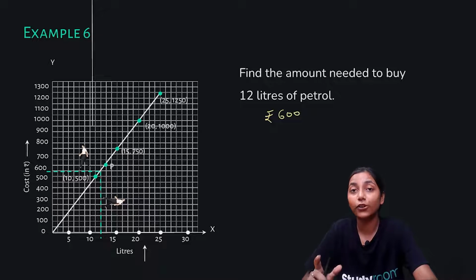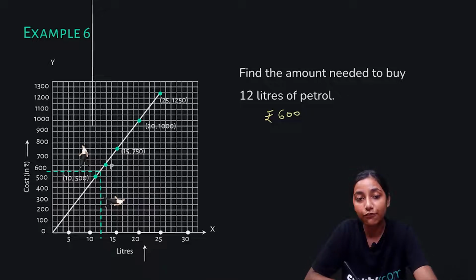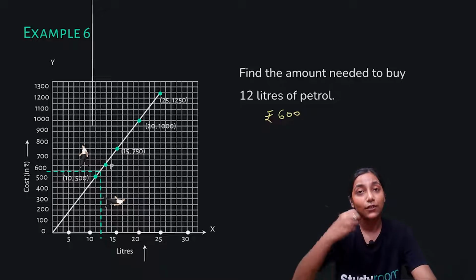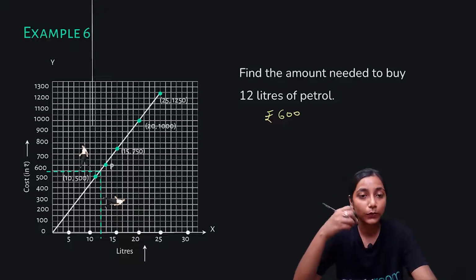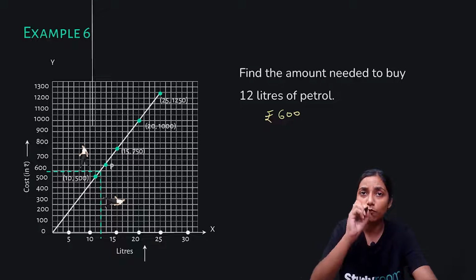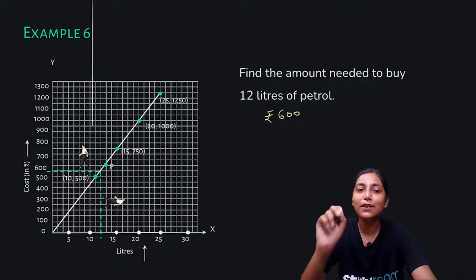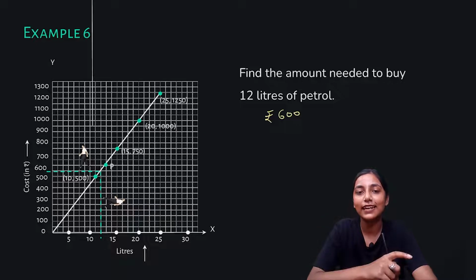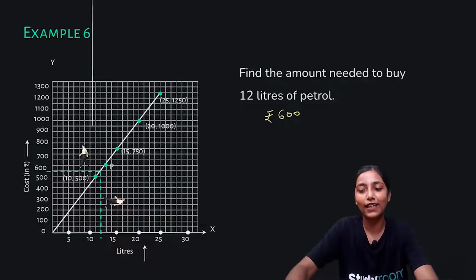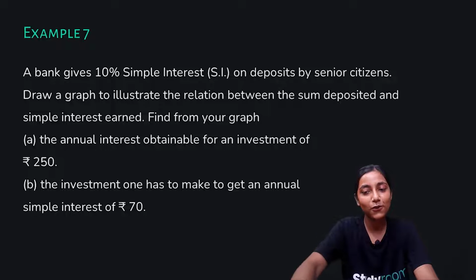You can plot the graph and then check for the value 12 on your x-axis. From the 12, you have to go to the upward side, and where that line will touch the graph, that point, that coordinate on the y-axis will represent the amount for that 12 liters of petrol.